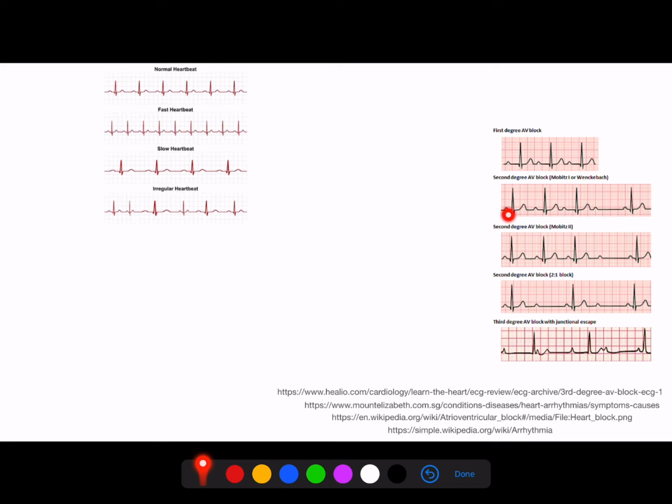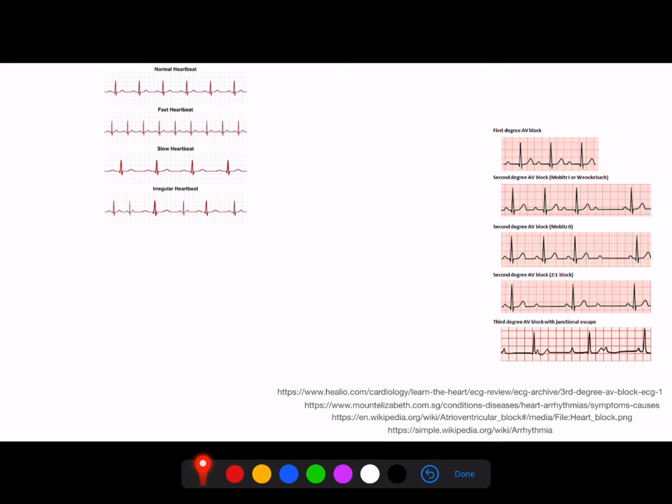Here's the normal PQ time. Then there's the prolongation of the PQ time, an even larger prolongation. And then there's a P wave, but no QRS following. But after a certain time, the SA node fires regularly, so again there's a normal P wave followed by a QRS. And then afterwards, it prolongs again until there's no QRS, and it starts from the beginning.